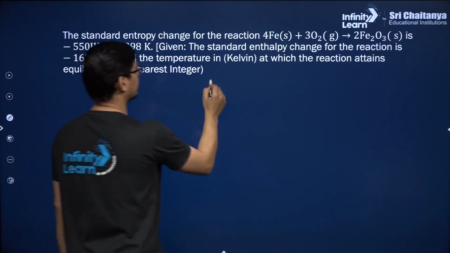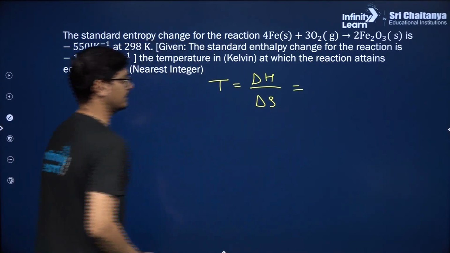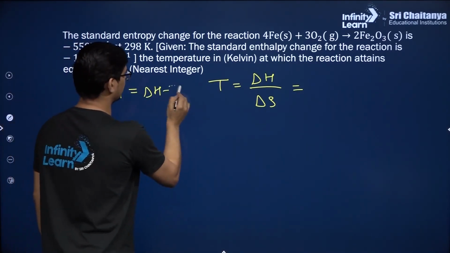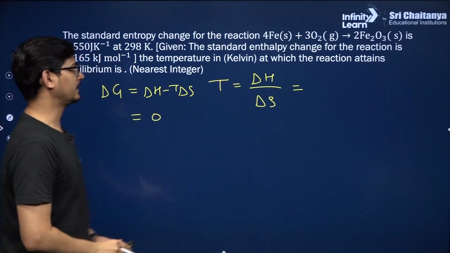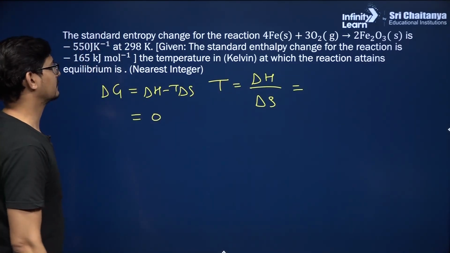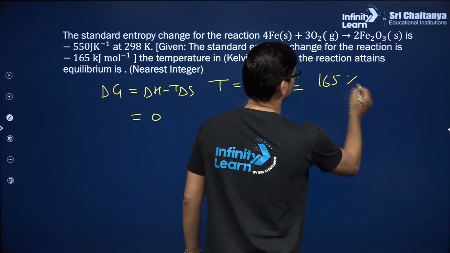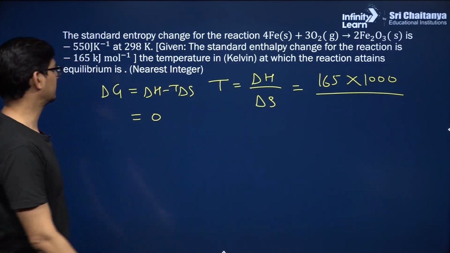Here we know that the temperature at which a reaction attains equilibrium is delta H by delta S. Why is this so? Because at equilibrium, the Gibbs energy, which is delta H minus T delta S, is equal to 0. So temperature is delta H by delta S, right? The standard enthalpy change for the reaction is 165, so delta H is 165 kilo. Don't forget to remove the factor of kilo.